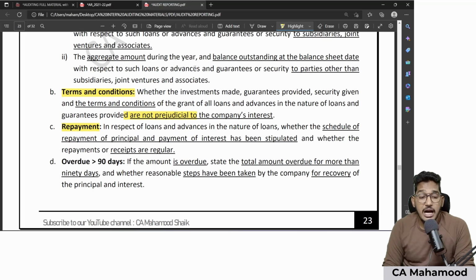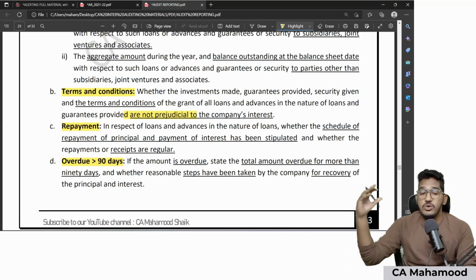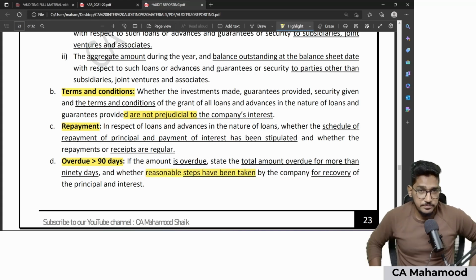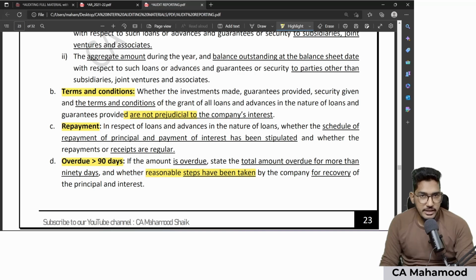And if at all any amount remains overdue for more than 90 days. If your client has given a loan to another party and the other party is not repaying the loan, and it remains overdue for more than 90 days, I need to check whether management has taken reasonable steps for recovery of the principal and interest. Whether the company has taken reasonable steps for what? For recovery of principal and interest.